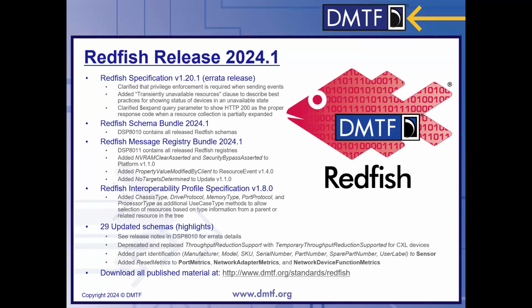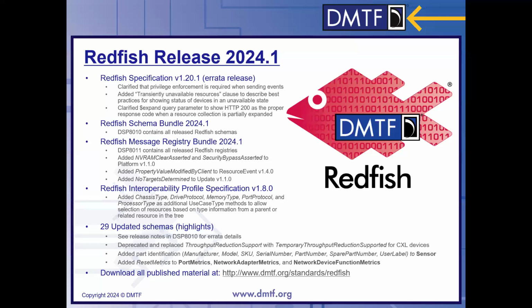resources that might be, as we would say, transiently unavailable, something that could be going through a configuration, or a device that has been removed or has not yet been initialized. So it just gave some clarity of that in the specification, and then we also clarified some return code usage on the expand query.